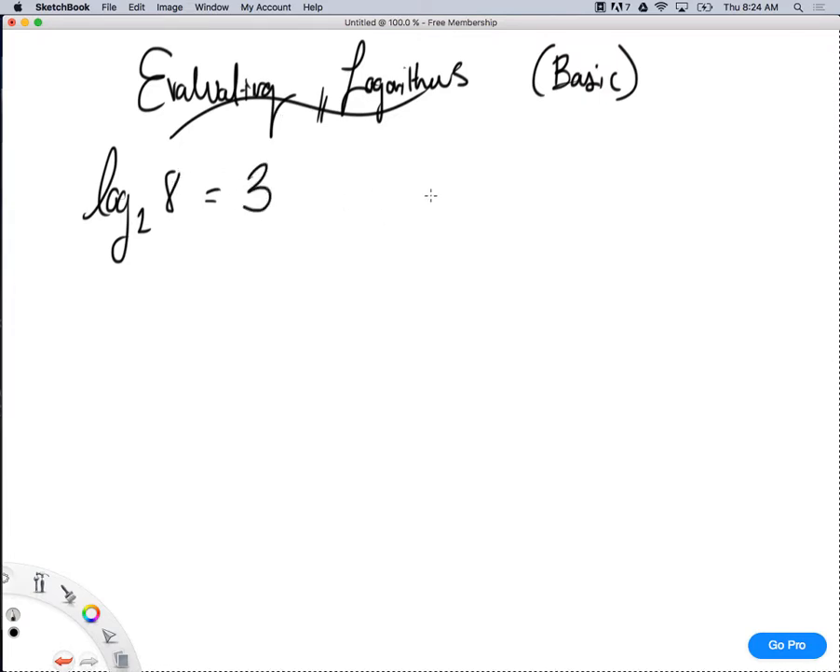It's a basic one. If it's just a root, then you think, okay, how many times do I multiply this by itself? What power do I raise it to? Why is it 3? Because 2 to the 3 equals 8, right?